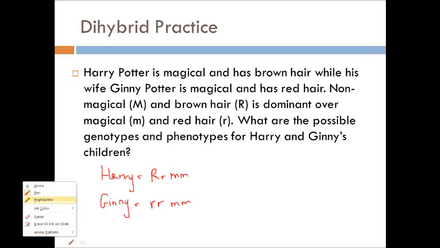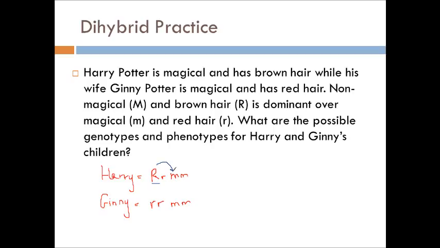Now, here's where we have to do the combinations. With the combinations, you're going to take the first letter and go to the third and then to the fourth. So for Harry, it's going to be big R, little m, big R, little m. And then we're going to do the same thing with the second letter. So now we have little r, little m, little r, little m.